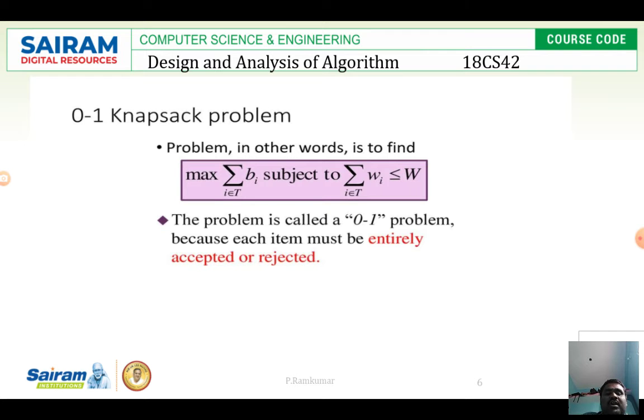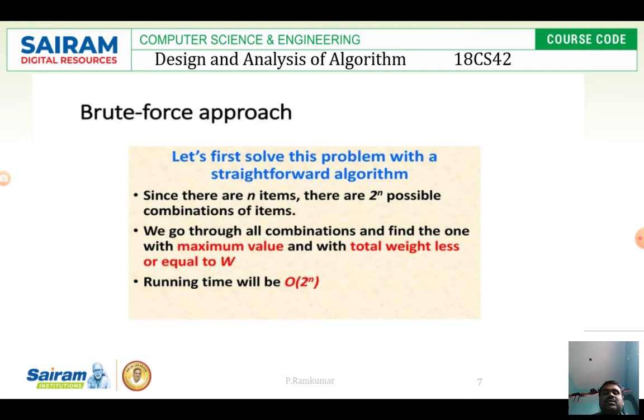This problem is called a 0-1 problem because each item must be entirely accepted or rejected. If I accept an item, then 1 will be represented. If I reject an item, then 0 will be represented. Let us solve the first problem with this mechanism.